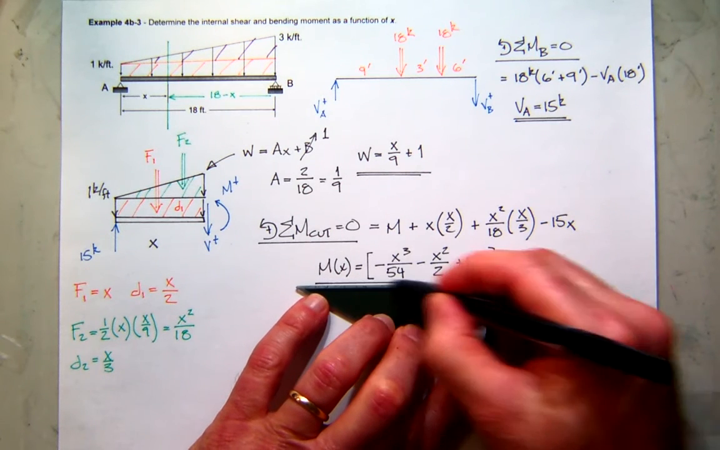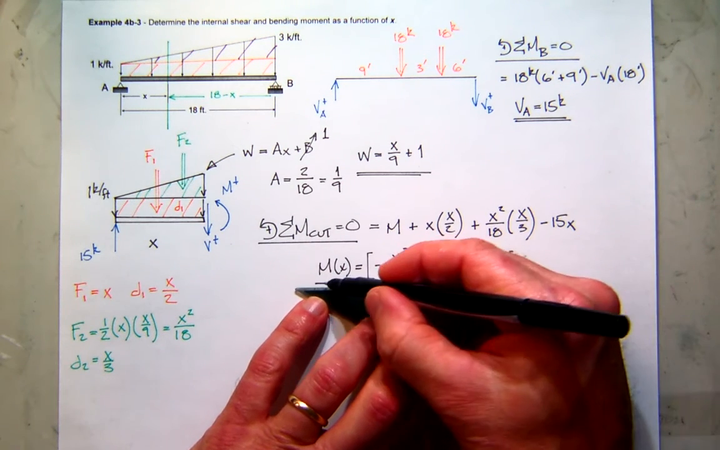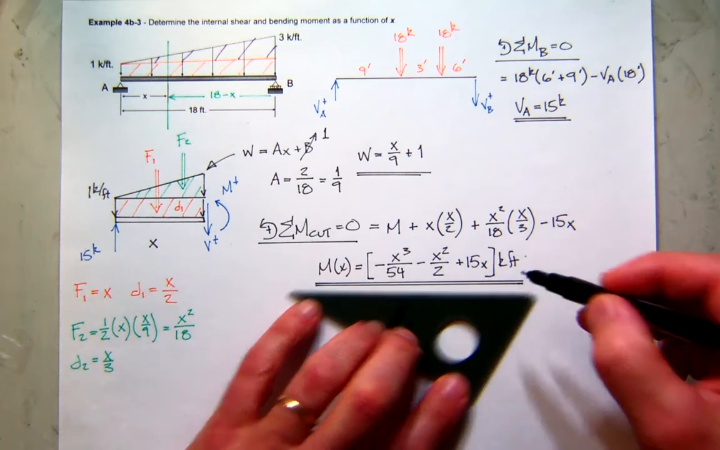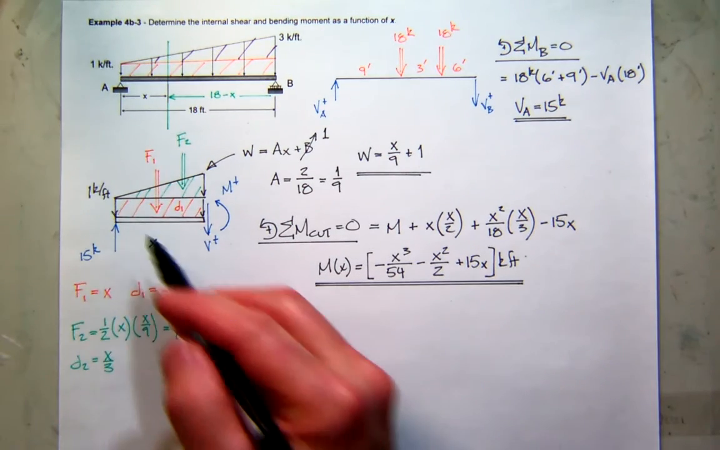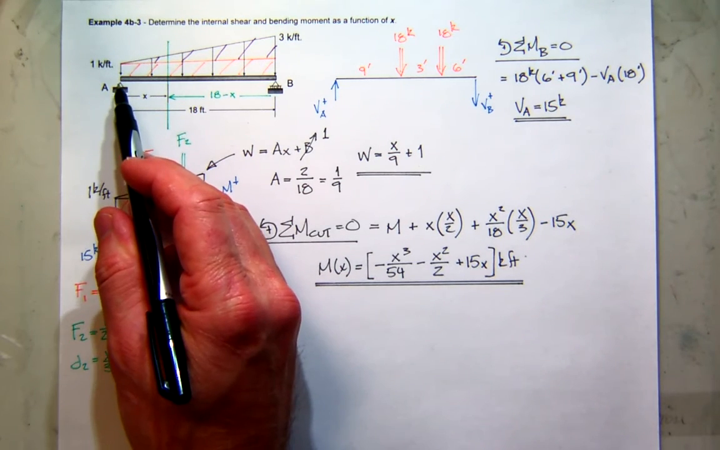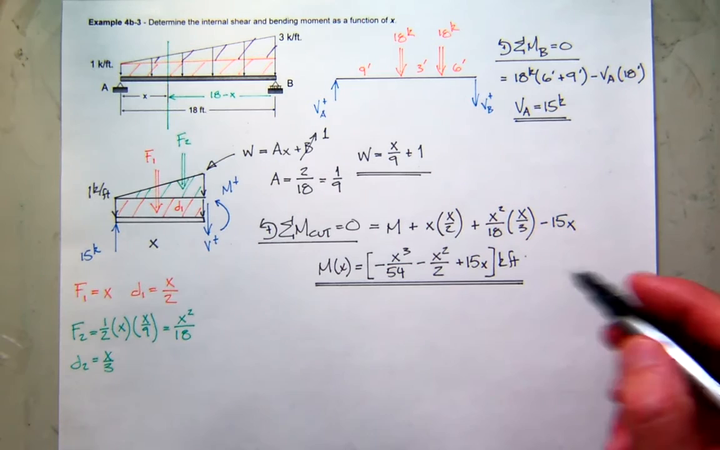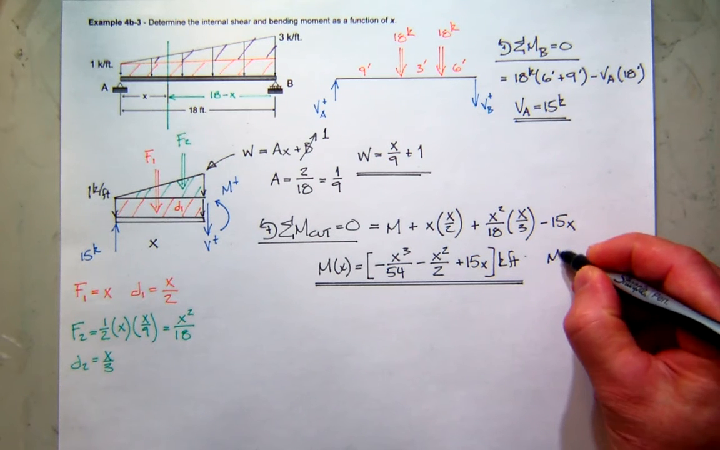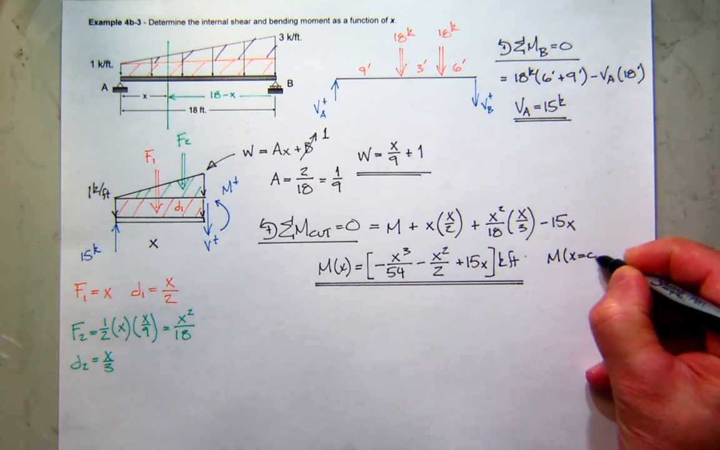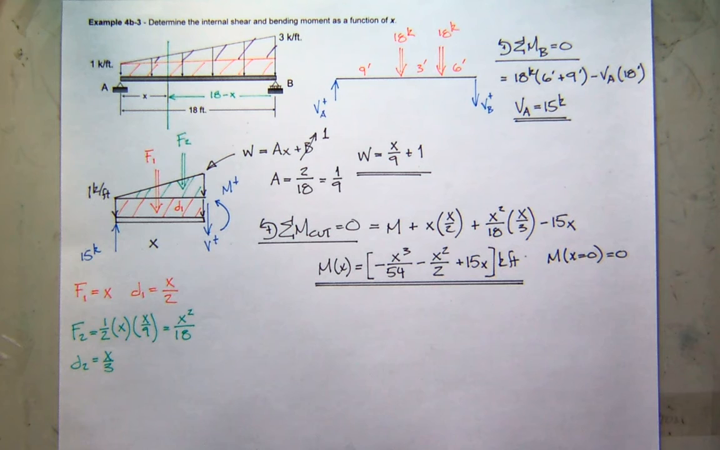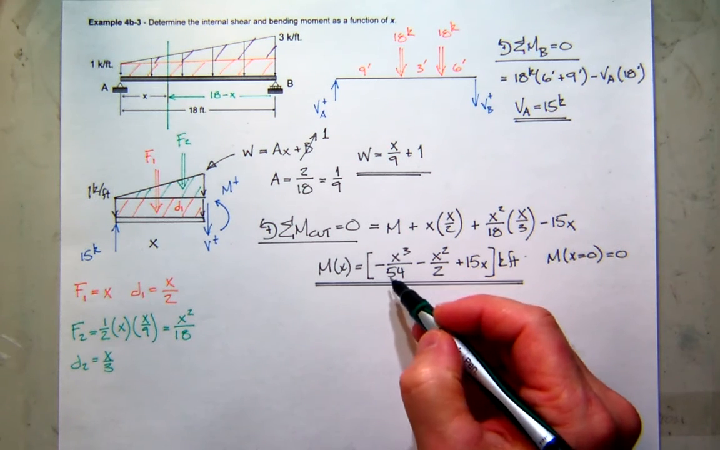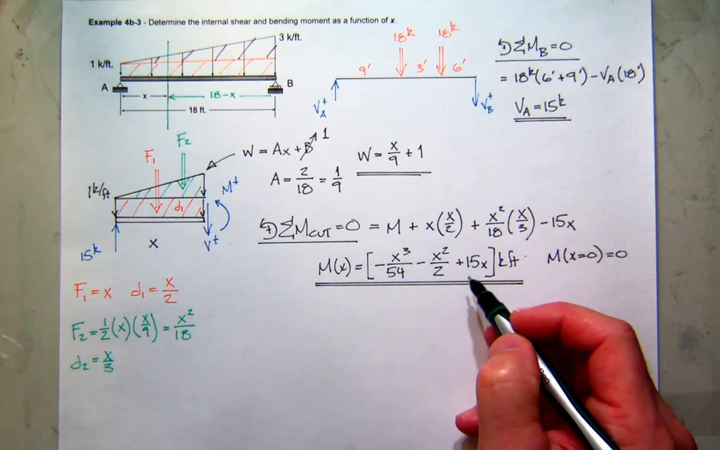Do I know the moment anywhere in this structure? What's the moment at a pin? 0. So let's check. Is x equals 0? Does my equation give me a 0 moment? Well, let's see. Plugging x equals 0, that term goes away. That term goes away. That works.